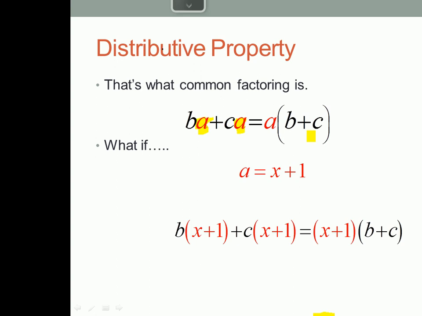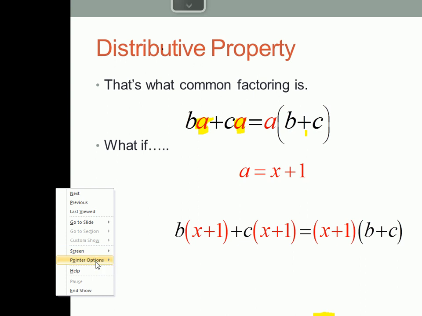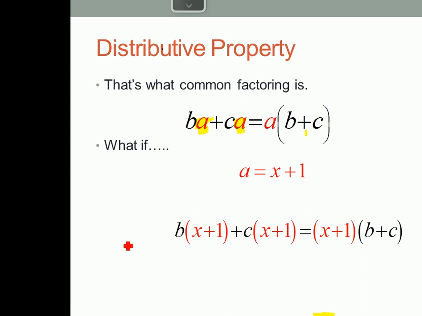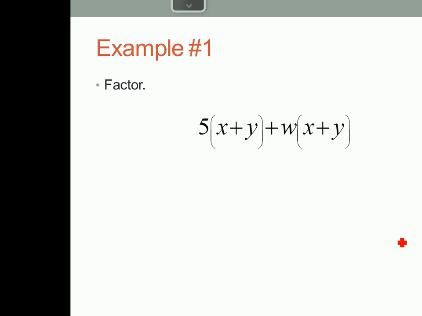If I go across some more, you'll see that we do the same exact thing here, where you have x plus 1 in here for A, here, and in here. You factor it out the same exact way. Say, for example, there are parentheses around this, like that. You're taking the x plus 1 out of the parentheses. And what's left inside? B plus C. Make sense? Good. Let's do an example.